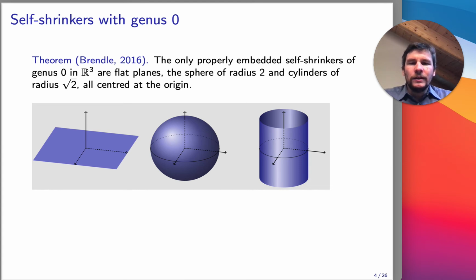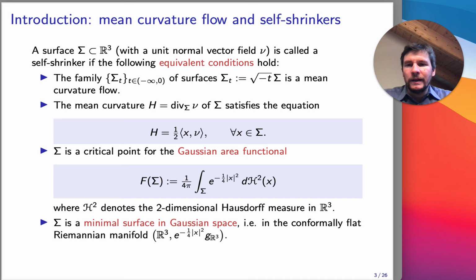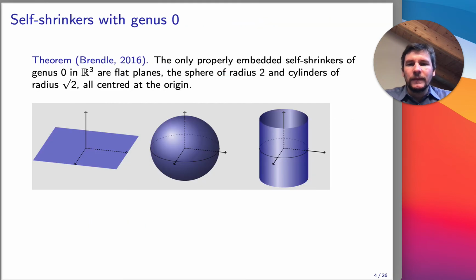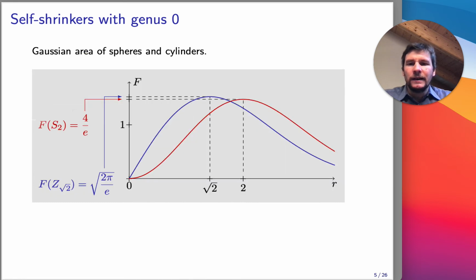And now this Gaussian area is normalized in such a way that the plane has Gaussian area 1. It's a little exercise from analysis 1 that if you integrate e to the minus 1/4 x squared, you get 4 pi. And so this factor 1/4 pi allows us to have F of the plane equal to 1. Now, what is instead F of the sphere and of the cylinder, the Gaussian area of the sphere and of the cylinder?